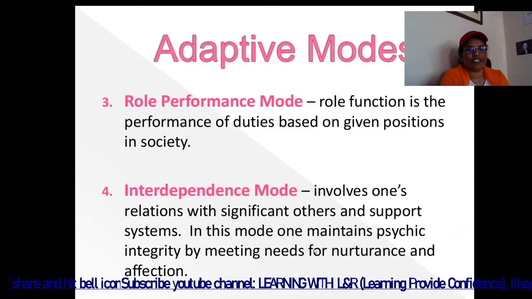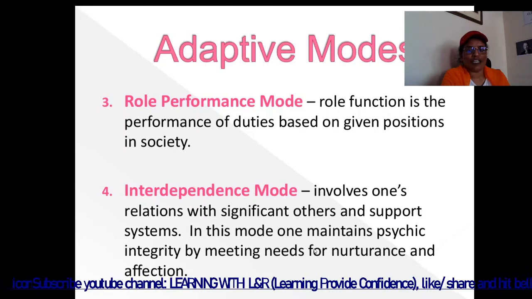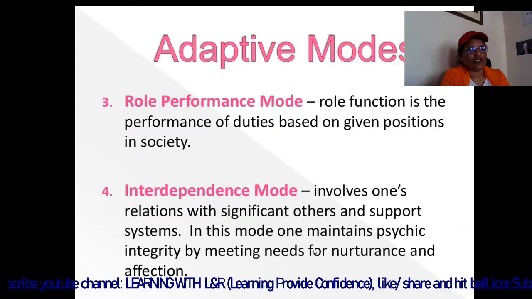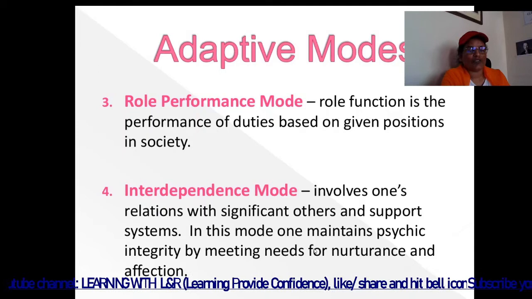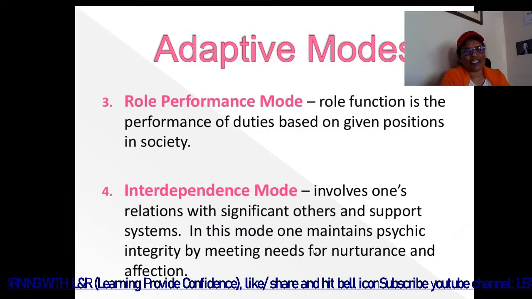Whatever the position of the person in the society, according to that, they can play their role. The interdependence mode involves one's relation with significant others and a support system. For example, in our college or hospital, we can do teamwork for each other to become successful at the end of the session with a 100% result of the students. In this mode, one maintains psychic integrity by meeting needs for nurturance and affection.